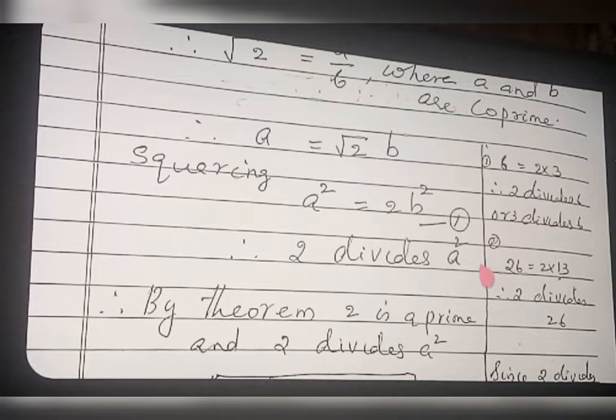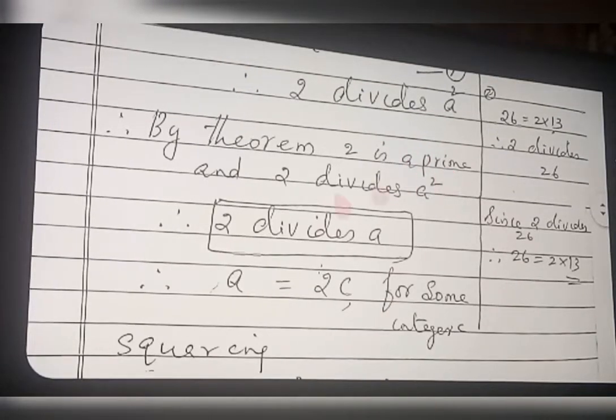So 2 divides a square, and 2 is a prime number. By the theorem you have studied, if 2 is a prime number and 2 divides a square, then what will happen? 2 will divide a also. Clear? 2 divides a, the meaning is that a is divisible by 2.